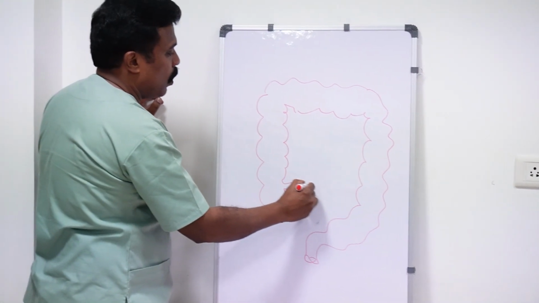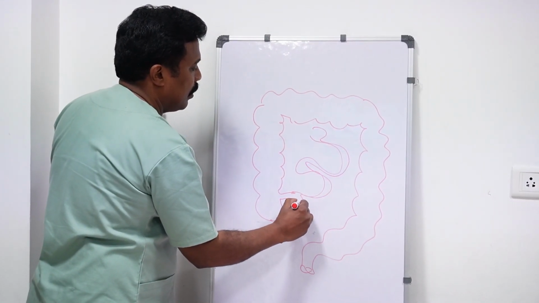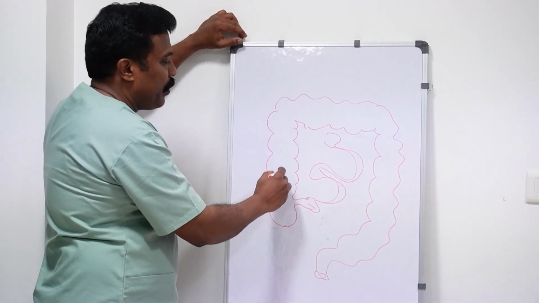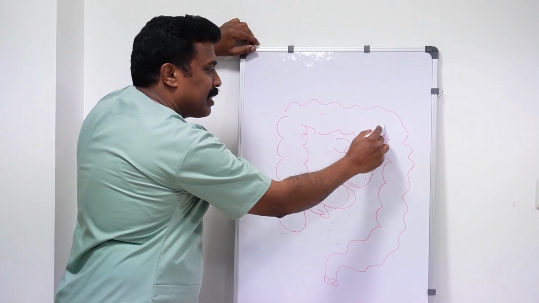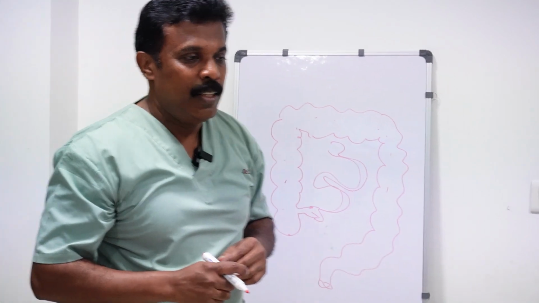This is the small intestine, it will be here. Whenever there is an infection of the large intestine, it is called gastroenteritis. So this will always have diarrhea. Whenever there is a large intestine infection, there will be diarrhea, weight loss, fatigue and intermittent fever. So this is called acute gastroenteritis.